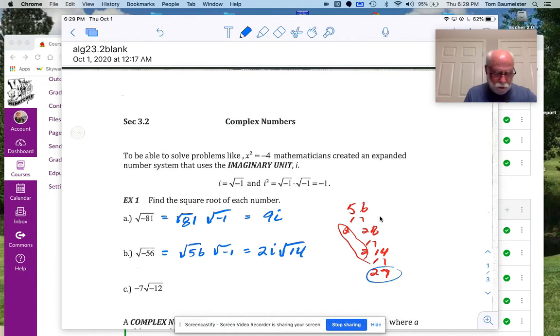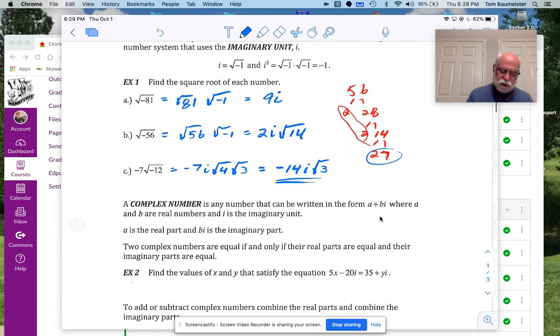And then on the last one there, we can also simplify that. We'll have 7i. Remember, the square root of 12 we can write as the square root of 4 times 3. And on that one, we know that the square root of 4 is 2. So 2 times 7 is 14, and on this one I'll get 14i root 3.